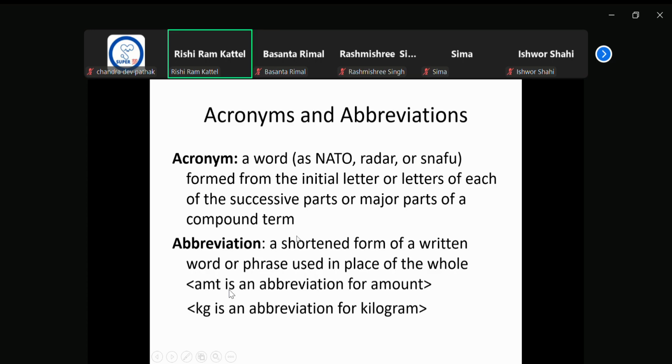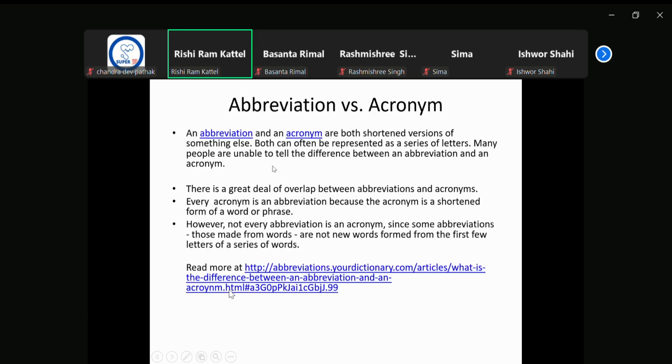So abbreviations and acronyms are both shorter versions of something else. Both can often represent a series of letters. Many people are unable to tell the difference between abbreviations and acronyms. There is a great deal of overlap between abbreviations and acronyms also. Every acronym is an abbreviation because an acronym is a shorter form of a word or phrase. However, not every abbreviation is an acronym, since some abbreviations are made from the word but are not a new word formed from the first few letters. You have to read this.